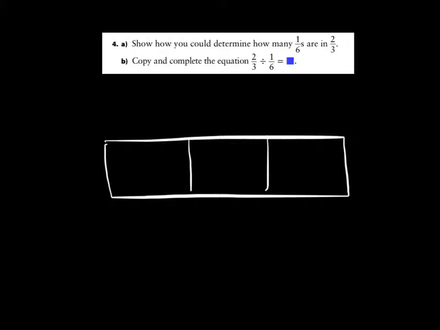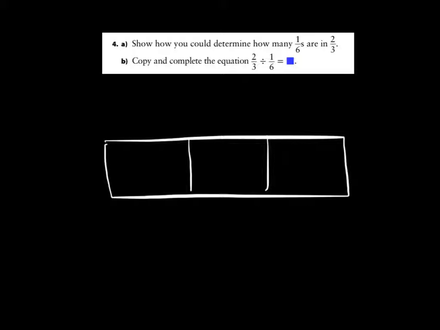Okay, so let's take a look at question number 4. This is a little bit more challenging. It says, show how you can determine how many sixths there are in 2/3. So in other words, you're going to be doing the question 2/3 divided by 1/6. So how many sixths are in 2/3? Now the problem with that, of course, is we're dealing with thirds and sixths, so we need to get a common denominator.